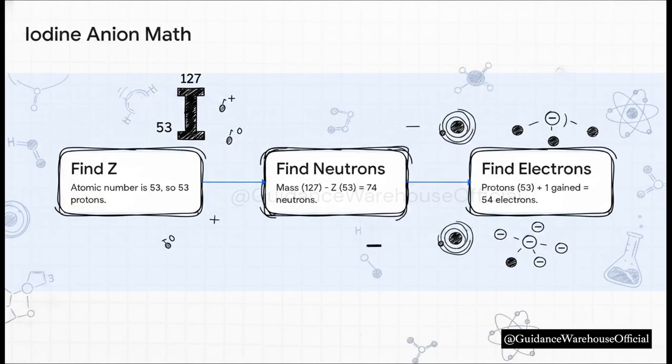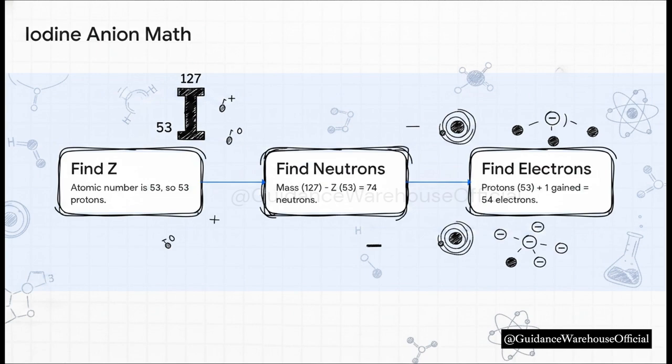Step 1. We just grab a periodic table, look up iodine, and find its atomic number, Z. It's 53. Boom. That instantly tells us there are 53 protons. Step 2. Let's find the neutrons. We take the mass number they gave us, which is 127, and we subtract those 53 protons. That leaves us with exactly 74 neutrons.